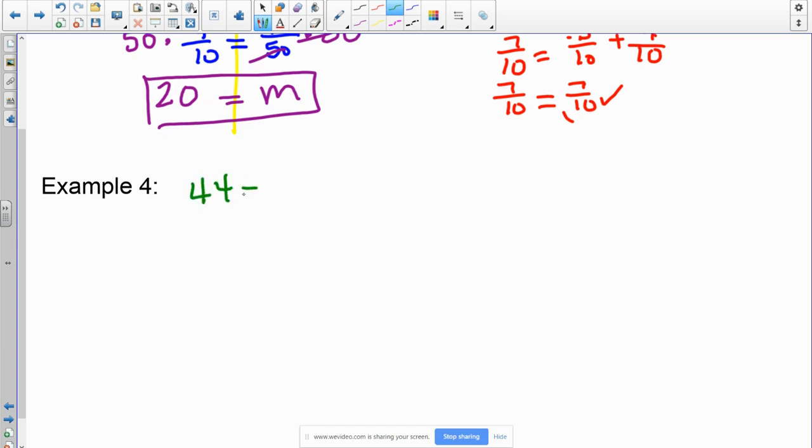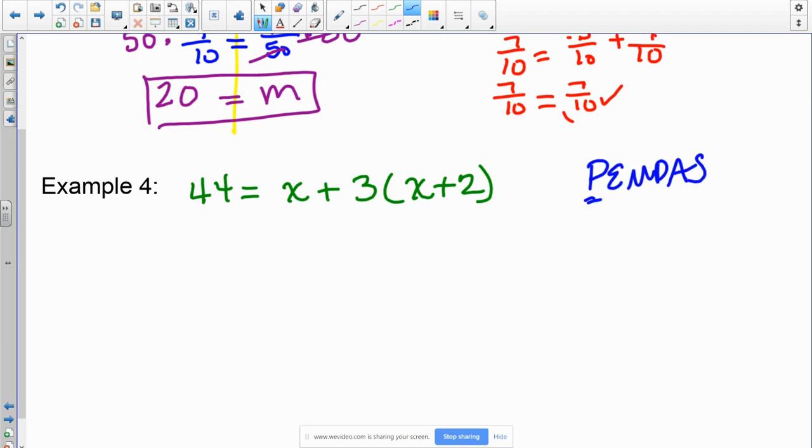New problem? We have 44 is equivalent to x plus 3 times x plus 2. So if I look at this, I have a constant, a variable, a constant. Inside a parenthesis, I have a variable and a constant. But since this is a parentheses, I know my PEMDAS. The first thing is to get rid of parentheses. And that operation, to simplify this, is that we're going to distribute. So I'm going to distribute the positive 3 to the x by multiplication and to the 2 by multiplication. So 3 times x is 3x. 3 times 2 is 6.